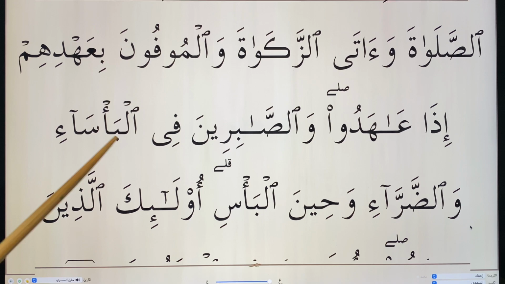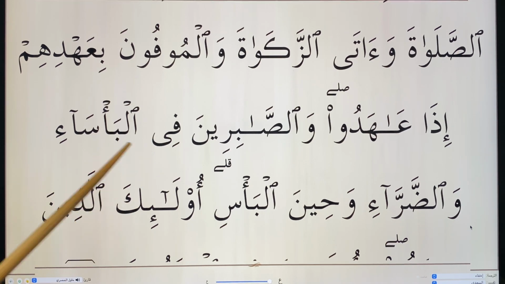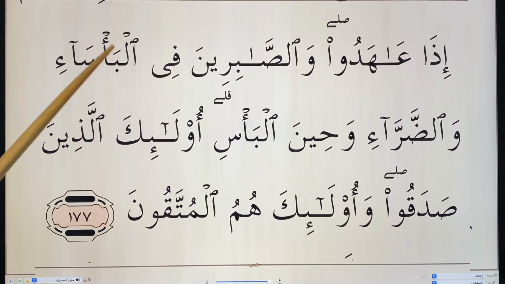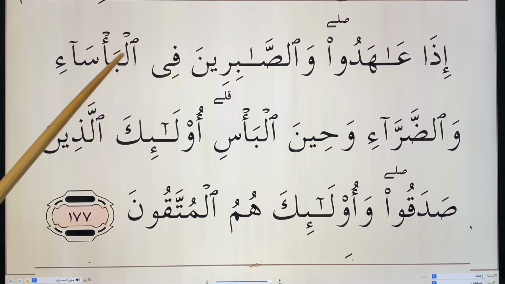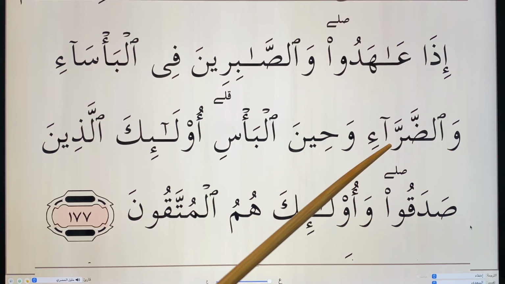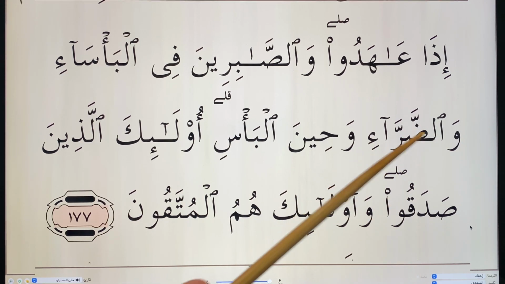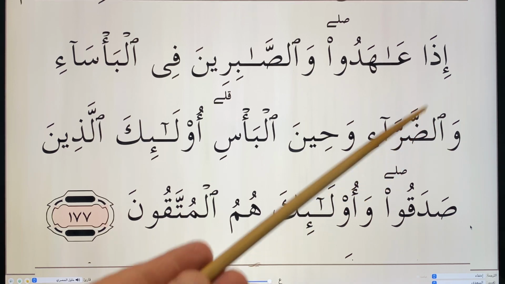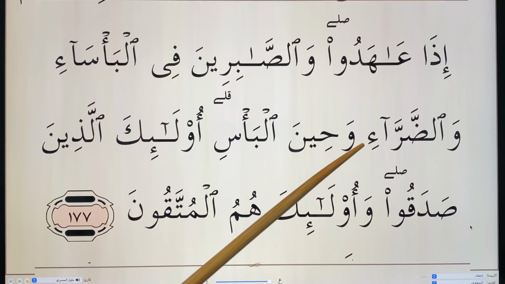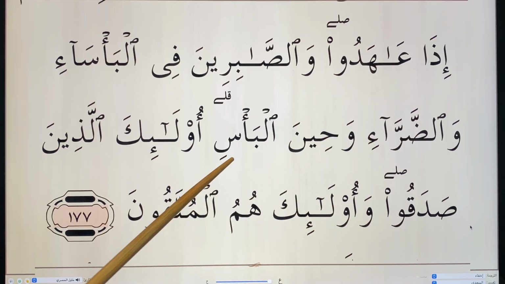في: we don't say fib. You can kind of tell after a while, just listening and reading Arabic, you can kind of figure it out. في البأساء والضراء. This also drops, goes straight to the ضاد. والضراء وحين البأس.